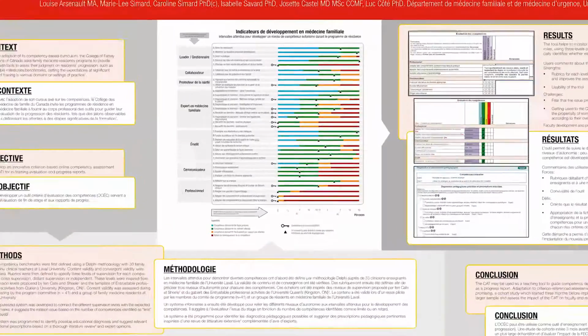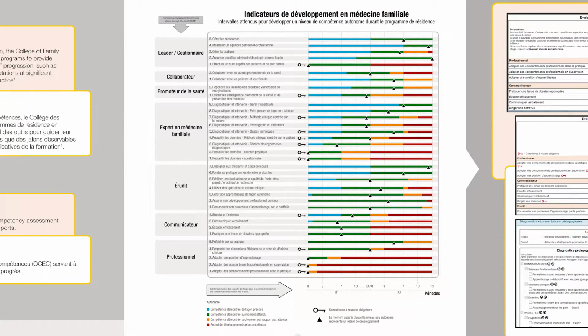In 2011, we first worked at developing benchmarks based on clinical teachers' expectations of competency achievement during family medicine training. They were defined using a Delphi methodology with 33 family medicine clinical teachers at Université Laval. Rubrics were then defined for each competency to specify 3 levels of supervision: close, distant, or independent. The tool helps to monitor progression of learning regarding 34 competencies within the 7 CanMEDS roles and identifies whether each competency is developed by the expected time point.